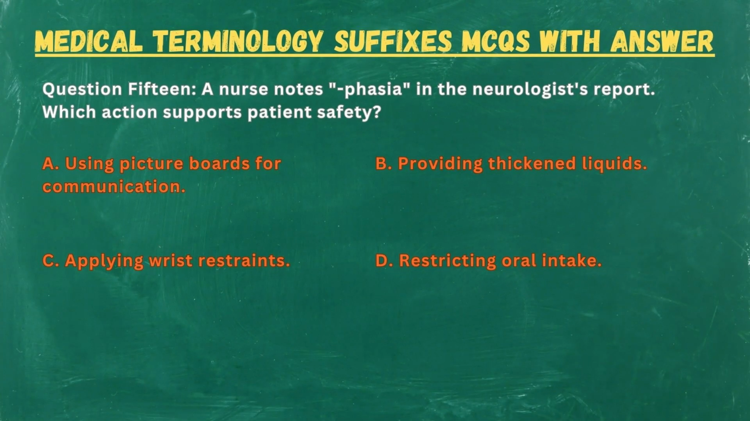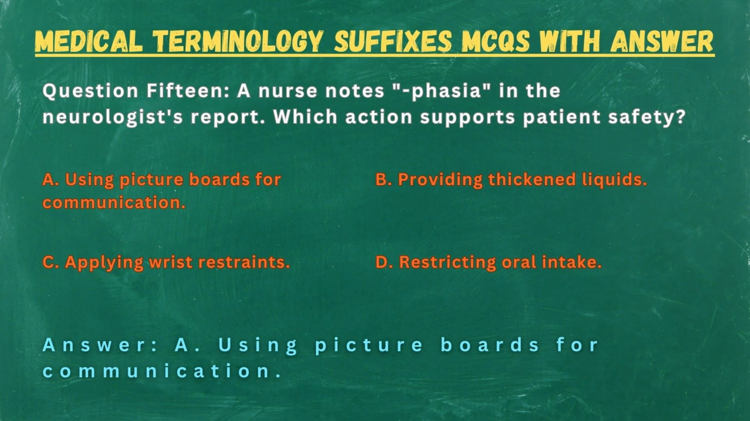Question 15. A nurse notes -phasia in the neurologist's report. Which action supports patient safety? A. Using picture boards for communication. B. Providing thickened liquids. C. Applying wrist restraints. D. Restricting oral intake. Answer: A. Using picture boards for communication.